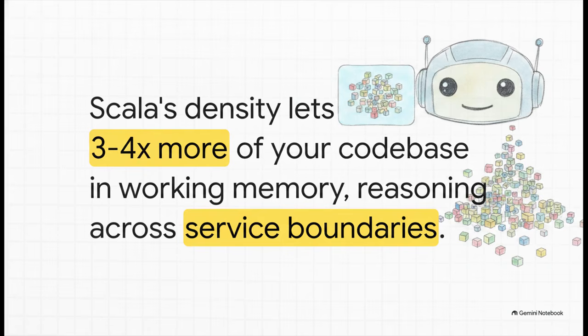Think about it. An AI can fit a massive Scala project into its context window in a way it simply couldn't with the verbose language. It sees the upstream caller, the downstream effect, and everything tying them together. That is a massive architectural advantage for generating accurate functional code.